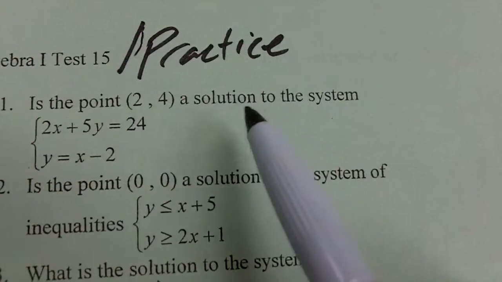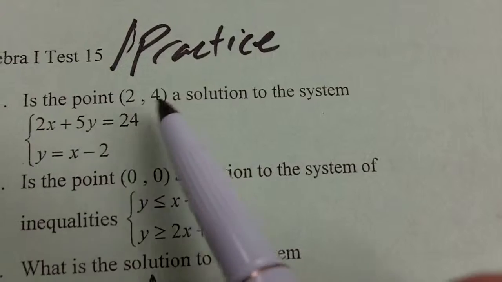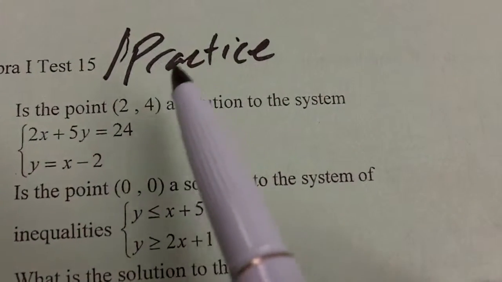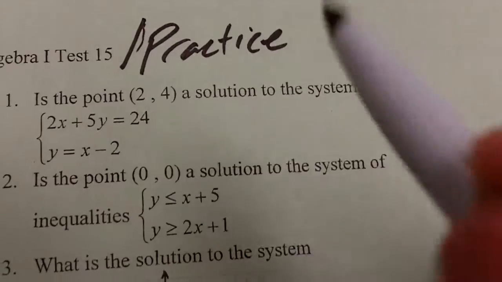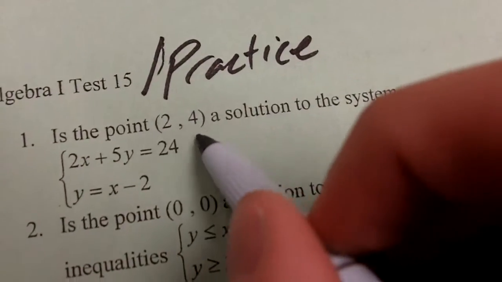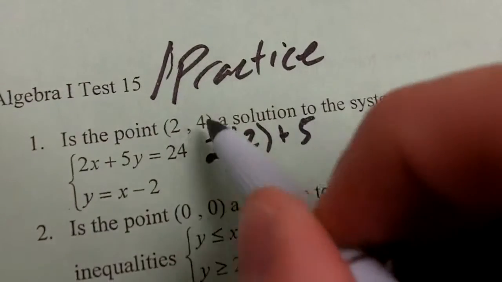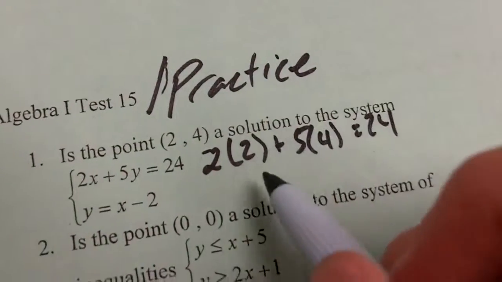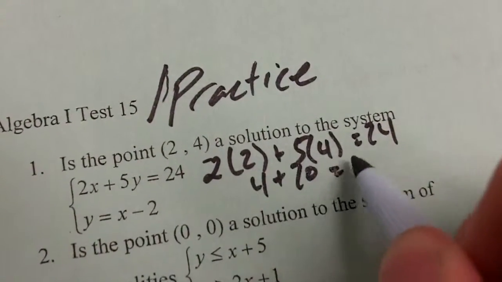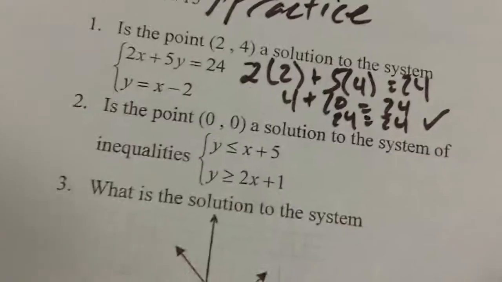Is the point (2, 4) a solution to the system? Okay, system, these are my two lines. Is the point (2, 4) a solution? That just means, do these two lines intersect at (2, 4)? The only way to find out is if (2, 4) works in both equations. So here's how we do it. Rewrite the first equation, 2x + 5y = 24. I'm going to put in a 2 for x, plus 5 times 4 for y, equals 24. Check and make sure this works. 4 plus 20 equals 24. 24 equals 24. It's true, it works in the first one.